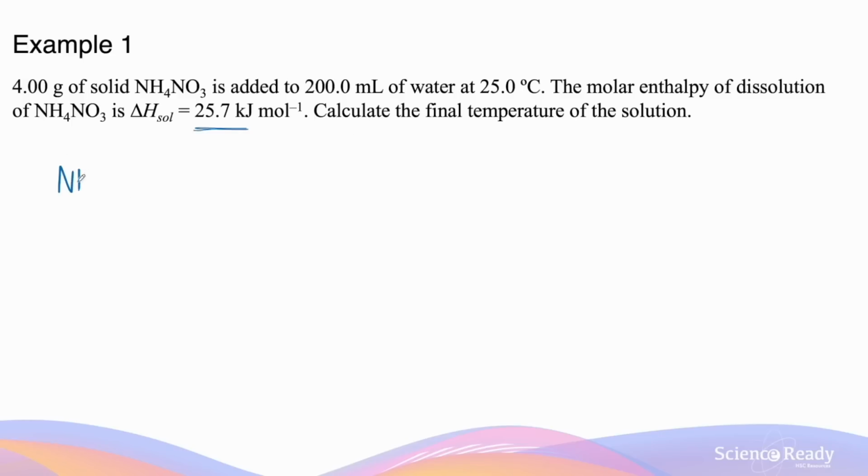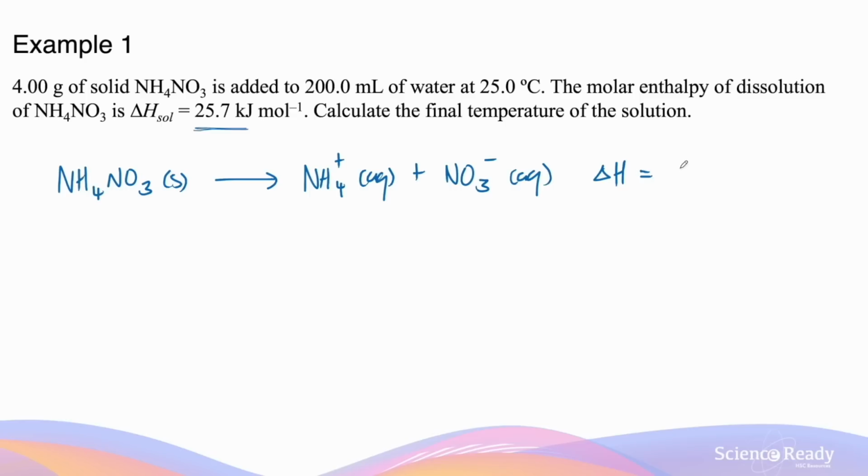Now, we can write a chemical equation to represent the chemical process or reaction that's taking place. So we have solid ammonium nitrate. When it dissolves, it will form ammonium ion as well as nitrate ion, both of which are aqueous. And the molar enthalpy change of this reaction is positive 25.7 kilojoules per mole. Now remember, the per mole in a dissolution reaction refers to the number of moles of the actual compound that is dissolving. So we need to first find the moles of ammonium nitrate that is dissolved.